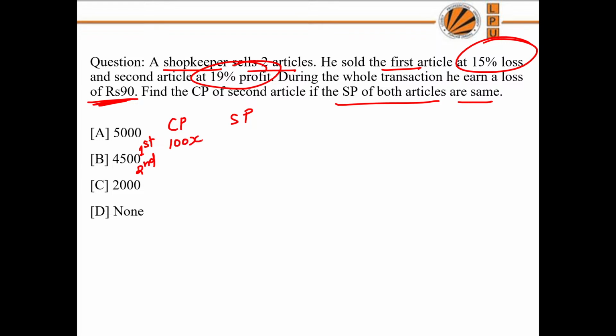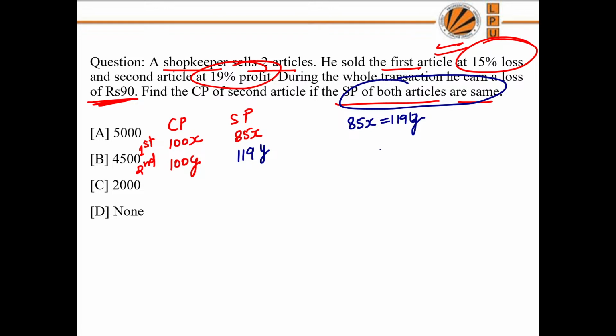So let's take first article CP is 100x and second article CP is 100y. So SP of first article is 15% loss, so I'll be writing here 85x. For second one it is 19% profit, so I'll be writing 119y. Now it is given that SP of both is same. So what I can say, 85x is equal to 119y. So it is 5x is equal to 7y, from here x is equal to 7y by 5.